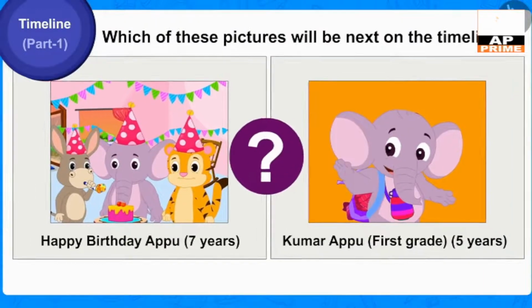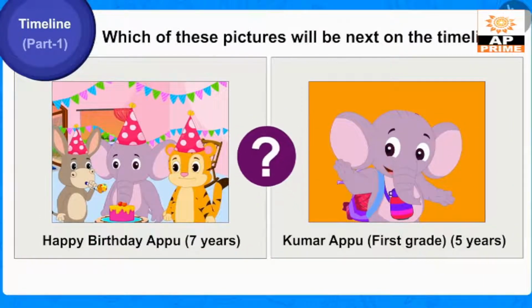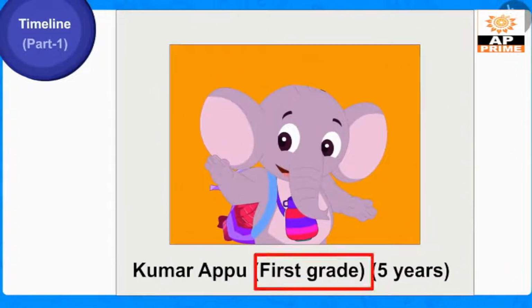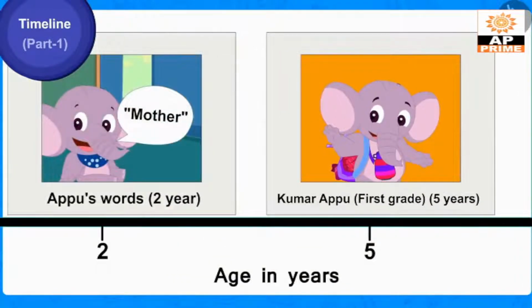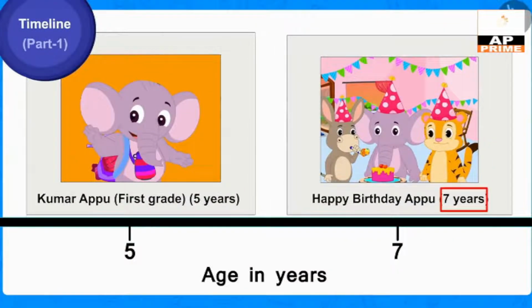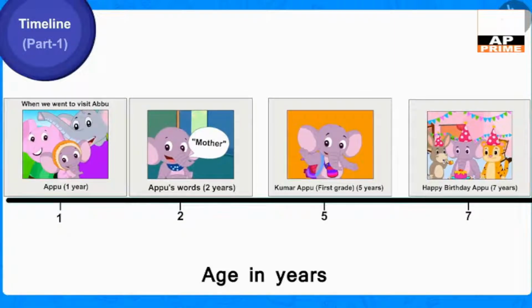And which of these pictures will be next on the timeline? Yes, this picture of Appu, in which Appu was in 1st grade, will be shown chronologically next on the timeline by writing the age of 5 years on it. And finally, the picture of Appu's 7th birthday will be shown by writing the age of 7 years on the timeline. In this way, Appu's timeline is ready.